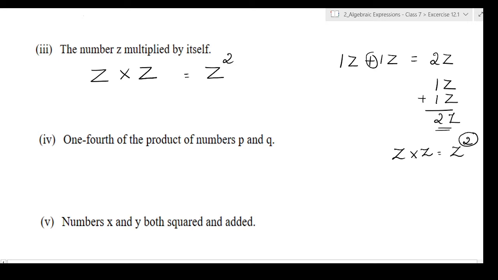Moving ahead, 1/4 of the product. So 1/4 of, what did I say of is? Multiplication. Of what? Of the product. What do you mean by product? Multiplication. Product of what? Numbers p and q. So how can you write this? It's nothing but 1/4 into p into q is pq.